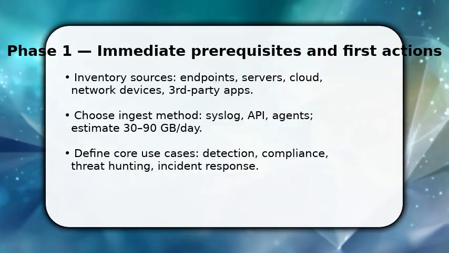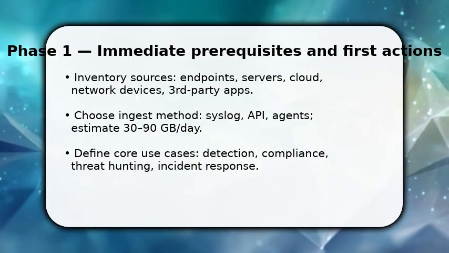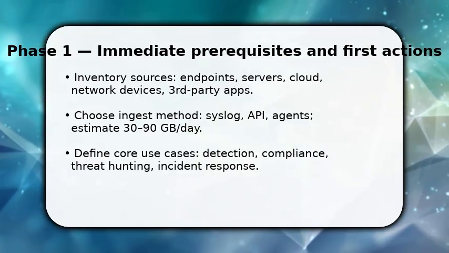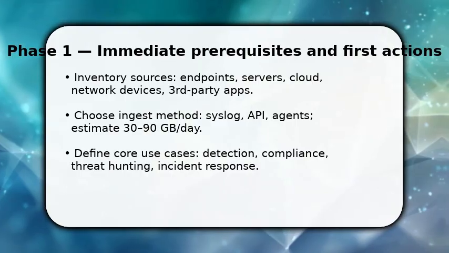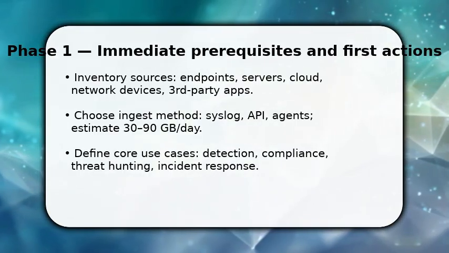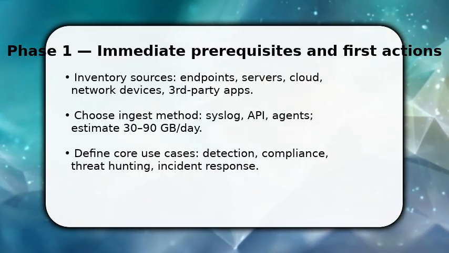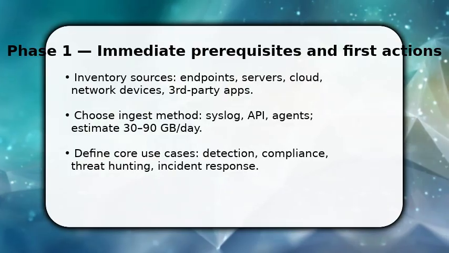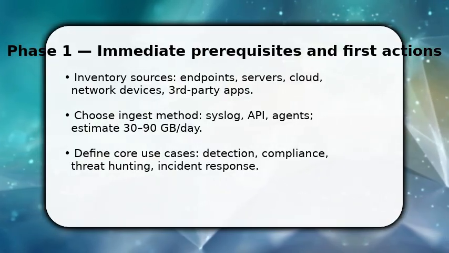You start by gathering what you already have and why you need a SIEM. Identify log sources and prioritize by value. Once done, decide ingestion: syslog, API, or agent. Make sure to size storage and throughput for 3090 GB per day because capacity drives design.